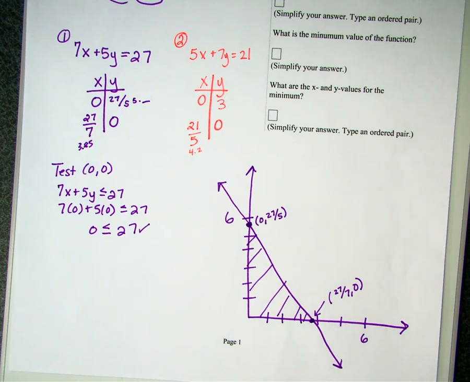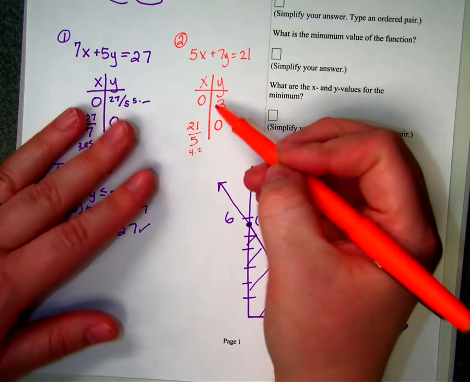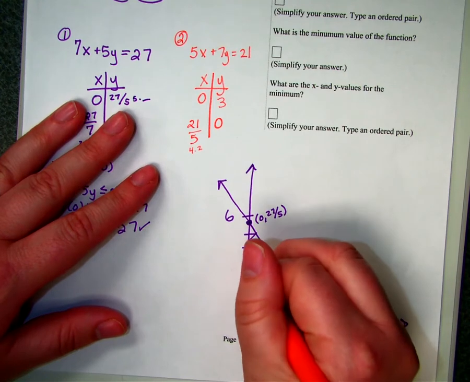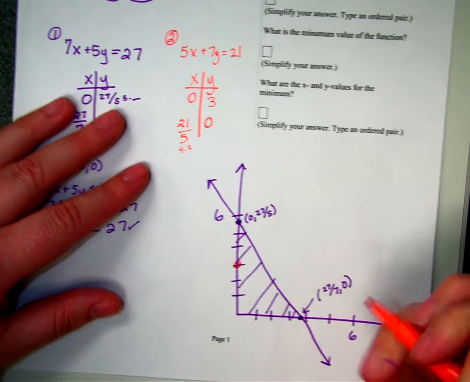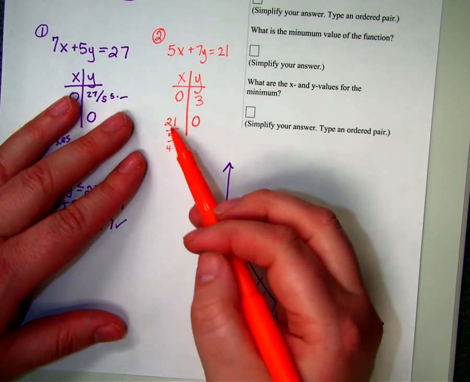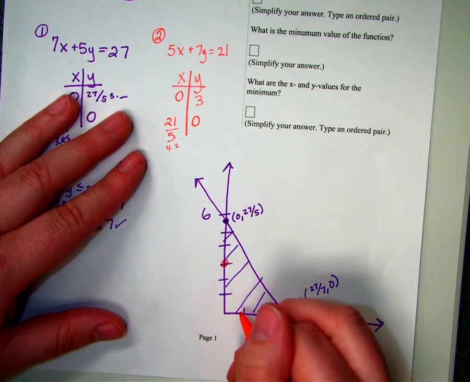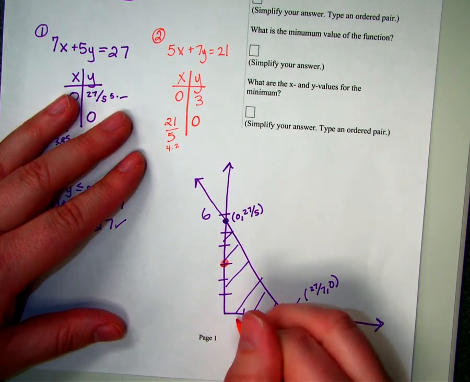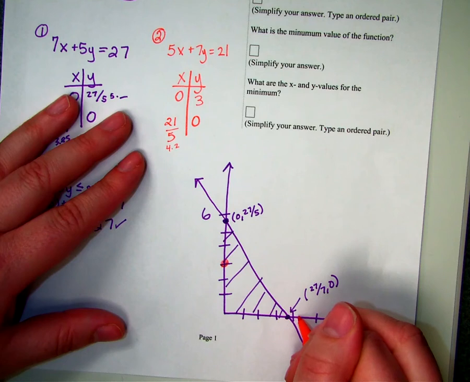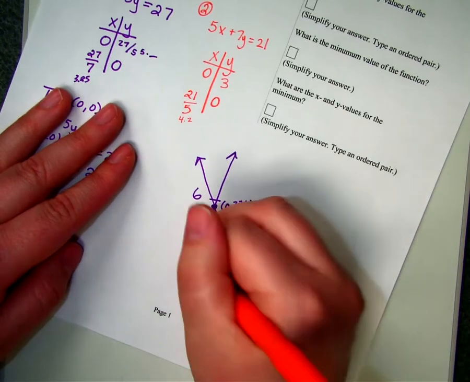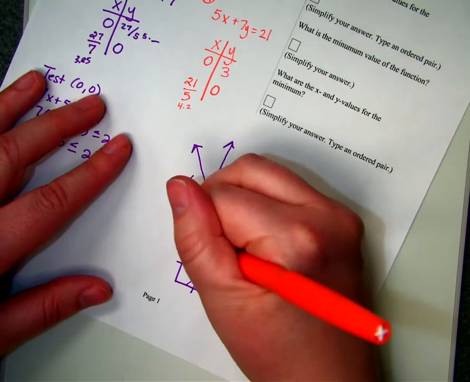I'm going to do the same thing for my second line. I'm going to go and I'm going to graph the line. So 0 and 3 is one ordered pair. And then 21 over 5 and 0. 21 over 5 is roughly equivalent to 4.2. So a little bit past the 4 hashmark. And connect the dots.